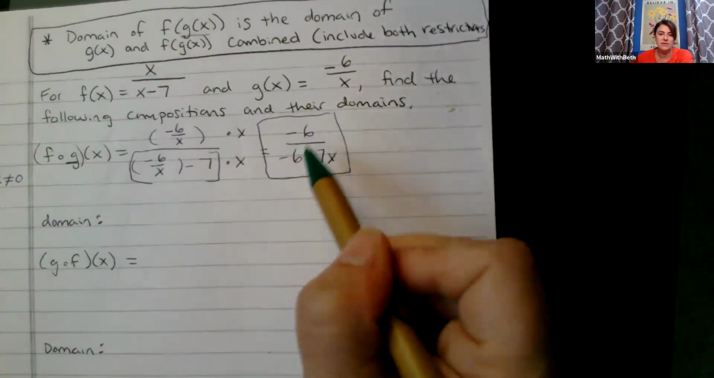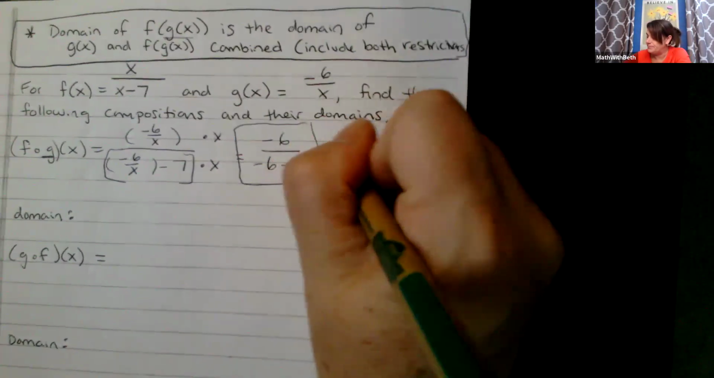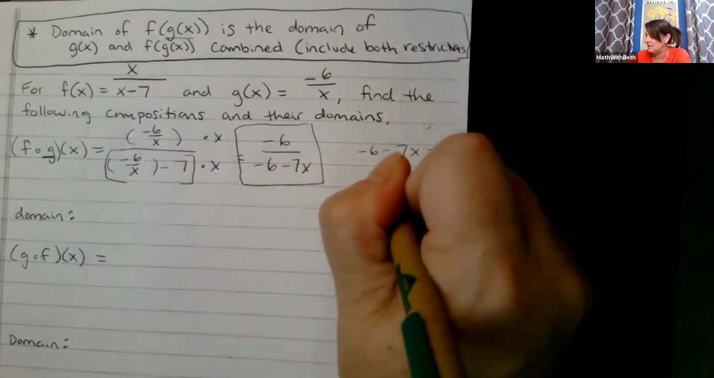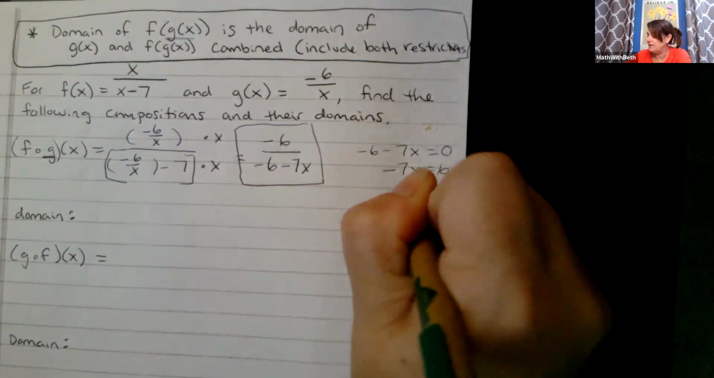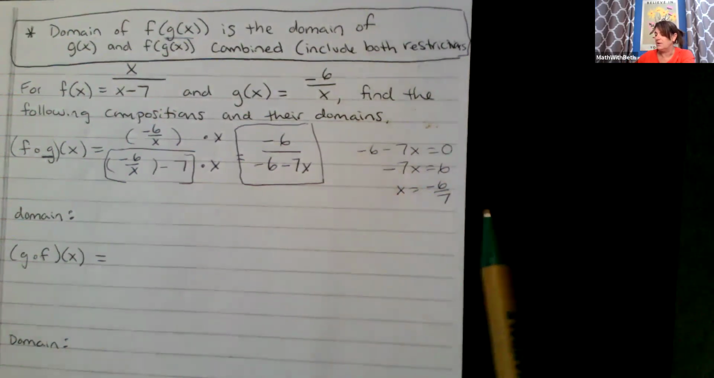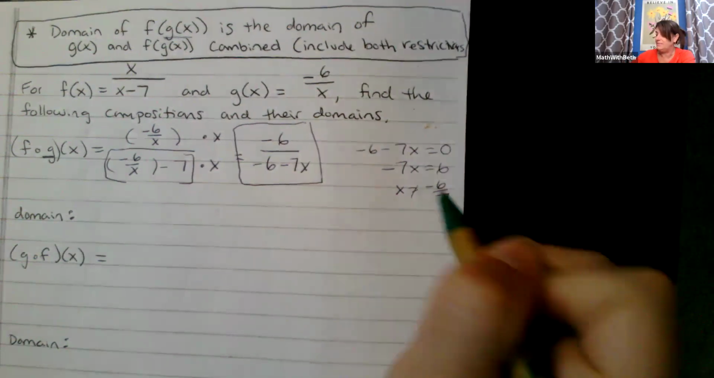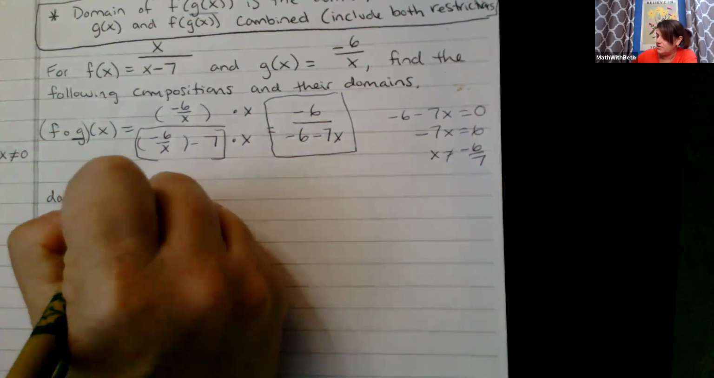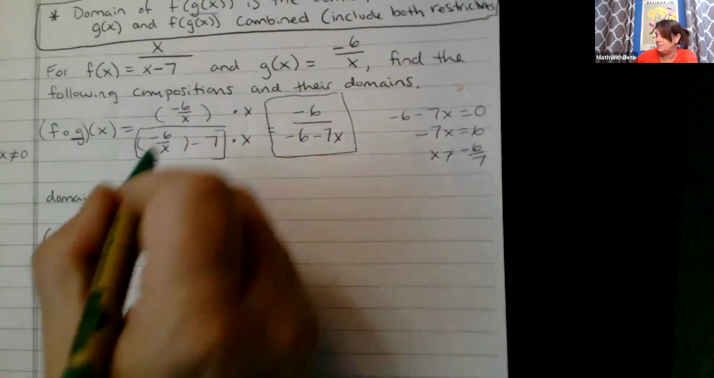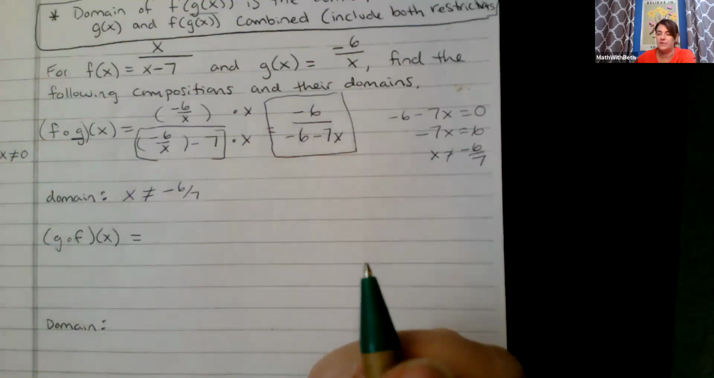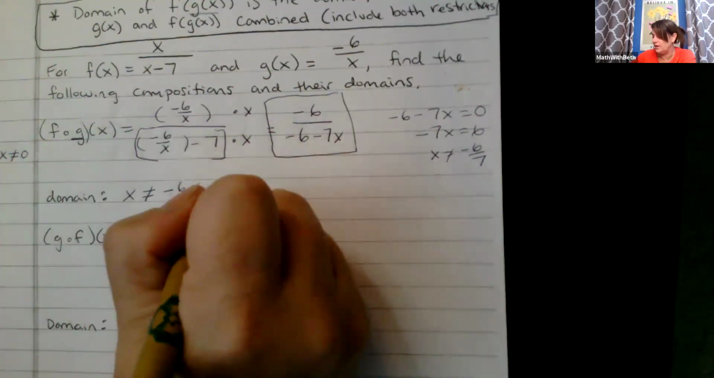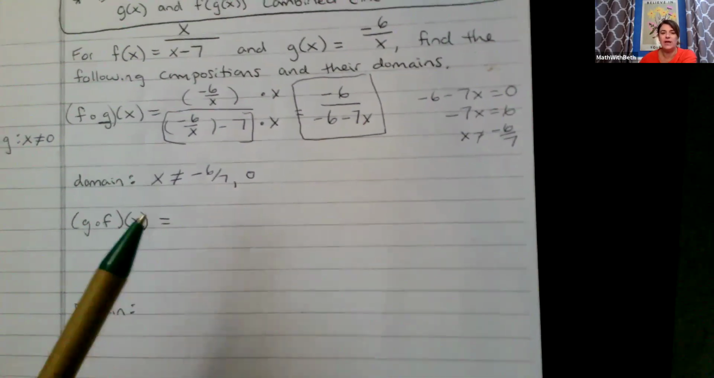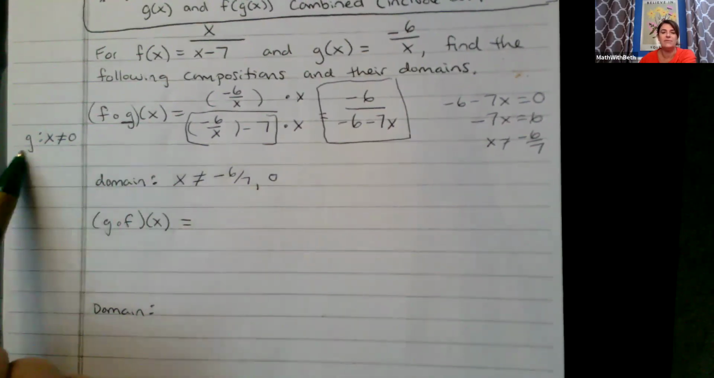What would be the domain of this, though? Well, we would have to set that denominator equal to 0 and see what would do that. So I would add 6 and divide by -7. So apparently, because it's my domain, I don't want -6/7. So my domain is everything but -6/7, but also don't forget that we also don't want 0, because we have to include anything we didn't want from the inside function.